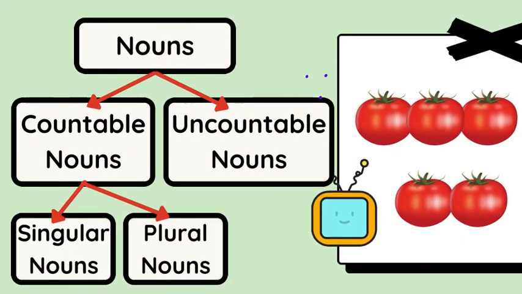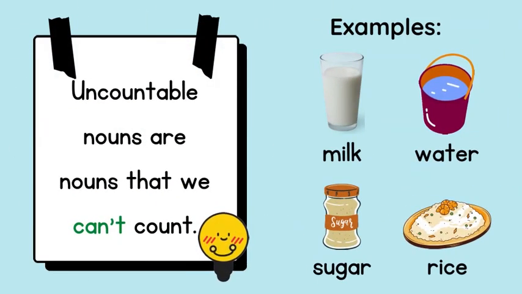However, there are also uncountable nouns. What is an uncountable noun? Uncountable nouns are nouns that we can't count. For example, look at the pictures. Are you able to count how much milk? How much water? No, right?